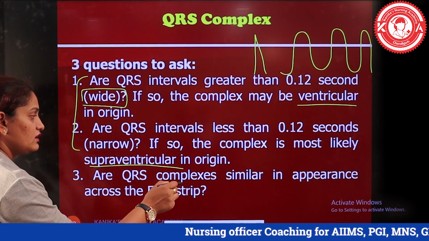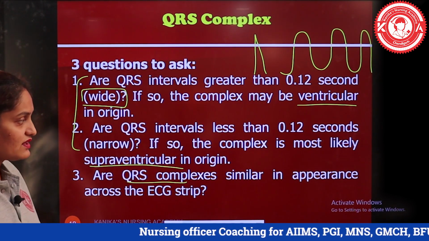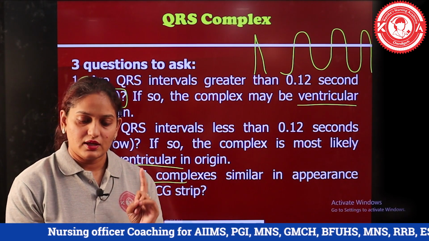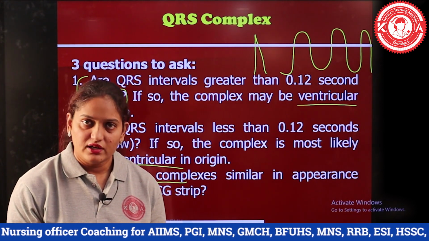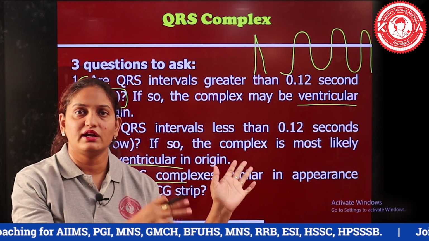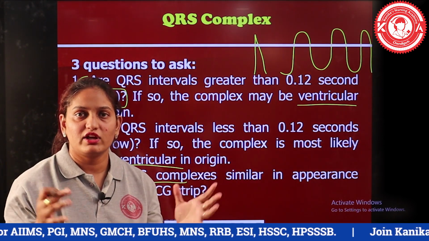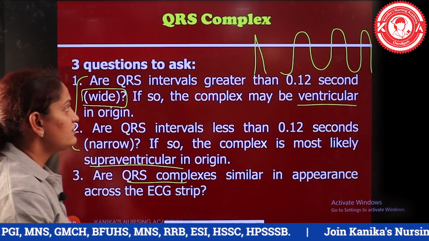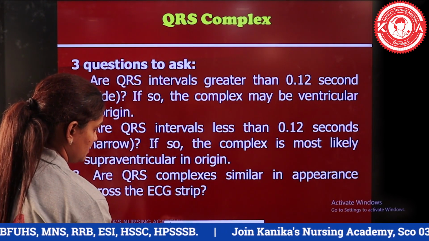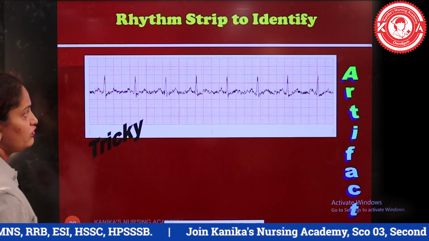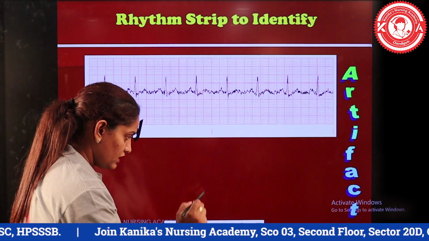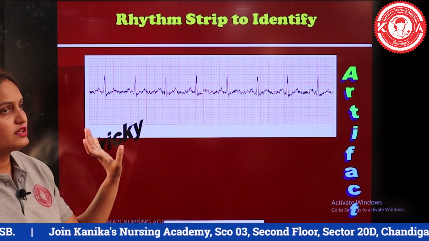And again the third question says, are the QRS complexes similar in appearance across the ECG strip? Definitely, just like the P wave and PR interval, the QRS complexes should all look constant and similar in appearance whenever we are reading the ECG. So this is the fifth question, and now the question from my side to all: what kind of rhythm is this?